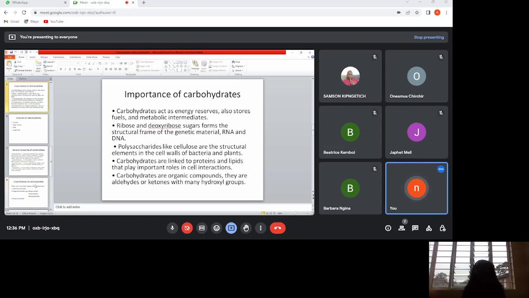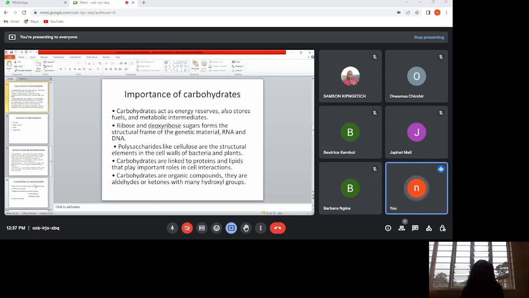Then we have the importance of the carbohydrates. What do we use these carbohydrates for? Number one, carbohydrates act as energy reserves. They store fuels and metabolic intermediates. Two, ribose and deoxyribose are forms of carbohydrates. They normally form the structural frame of genetic materials like RNA and DNA.